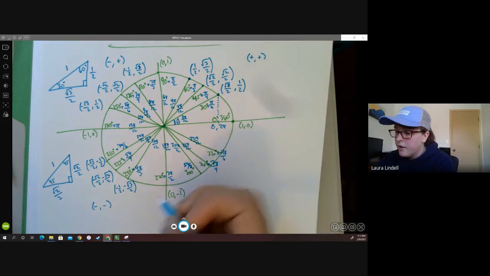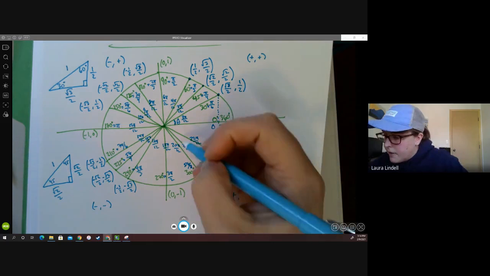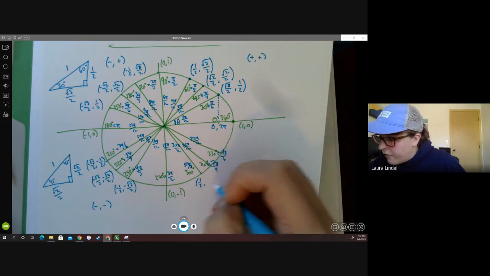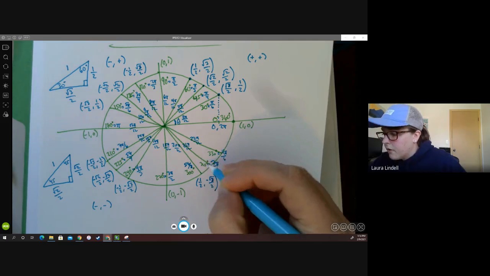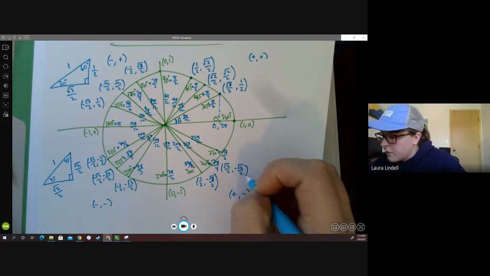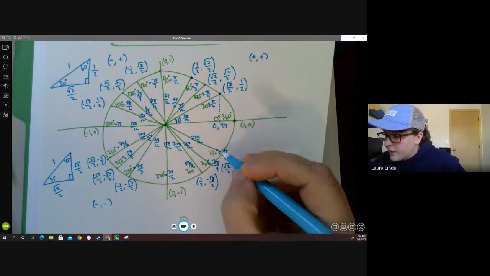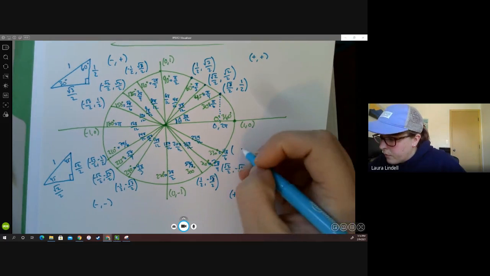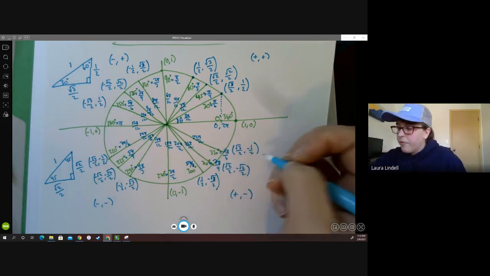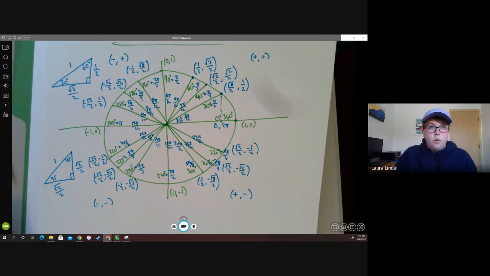And then over here, the y's are negative this time, and this is our 30, 60, 90 with the larger y value. So it's 1/2, negative root 3 over 2. Here's our 45, 45, 90 with root 2 over 2, negative root 2 over 2. And then our other 30, 60, 90 with root 3 over 2, negative 1/2. All right, so that is the whole filled in unit circle.